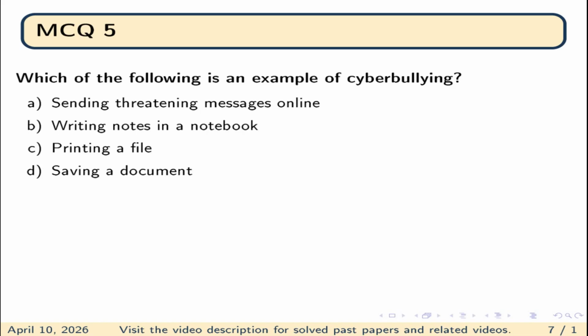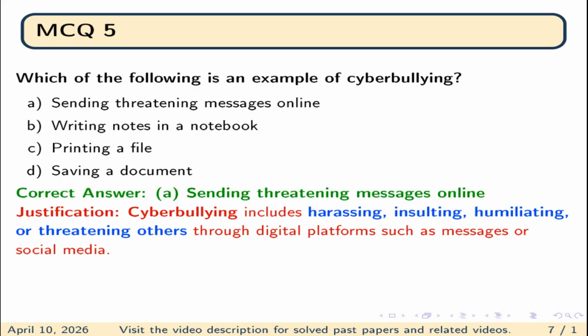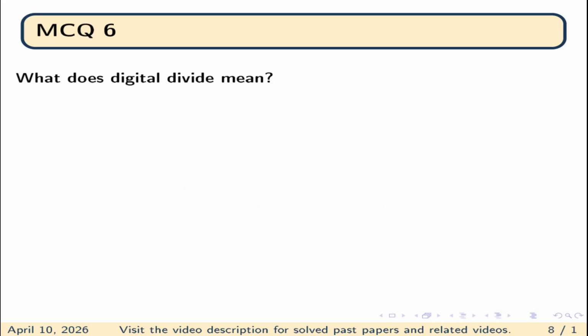Question number 5, which of the following is an example of cyberbullying? Sending threatening messages online, writing notes in a notebook, printing a file, saving a document. The correct option is sending threatening messages online, because cyberbullying includes harassing, insulting, humiliating, or threatening others through digital platforms such as messages or social media.